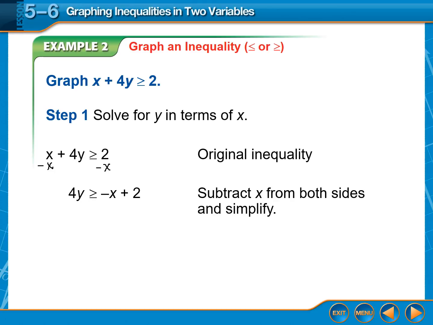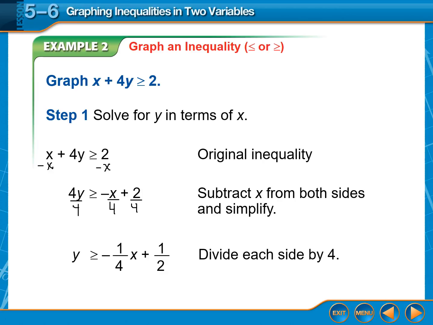Then we're going to divide everything on both sides by 4. So we do 4y divided by 4, negative x divided by 4, and 2 divided by 4. 4 divided by 4 is 1. Negative x over 4: remember, if I don't have a number in front of the x, that means there's a 1, so it's actually negative 1 over 4 times x. And 2/4 simplifies to 1/2. So my inequality is that y is greater than or equal to negative 1/4 x plus 1/2.